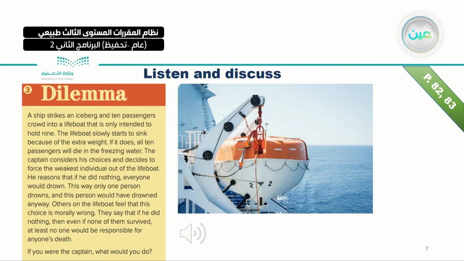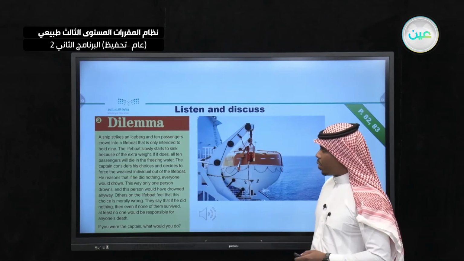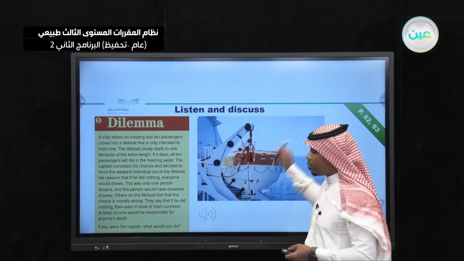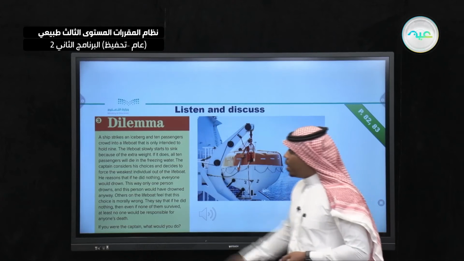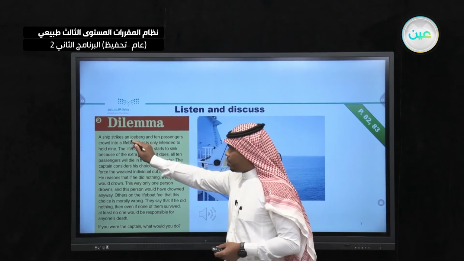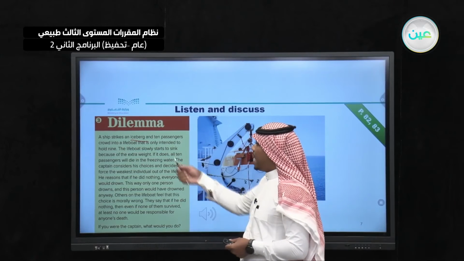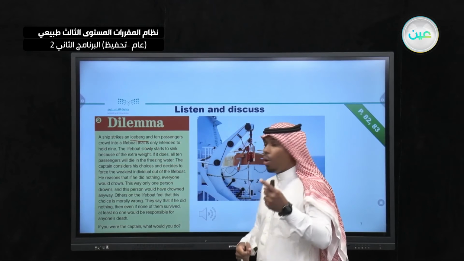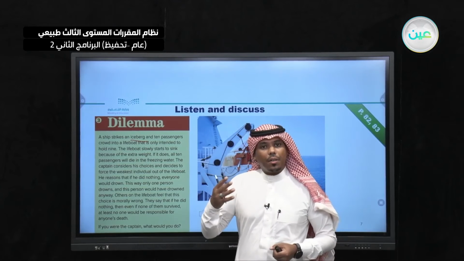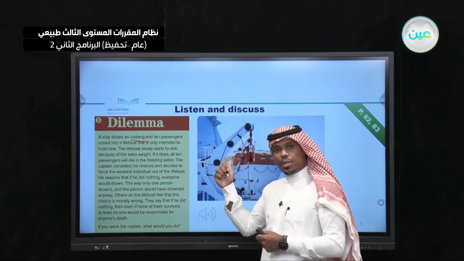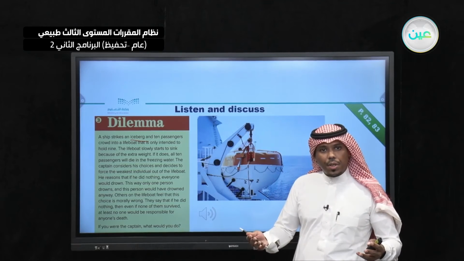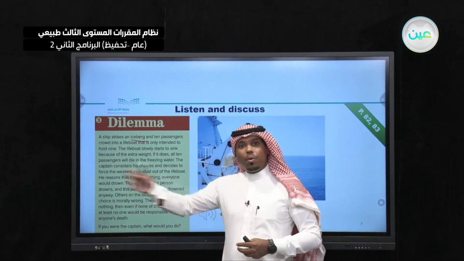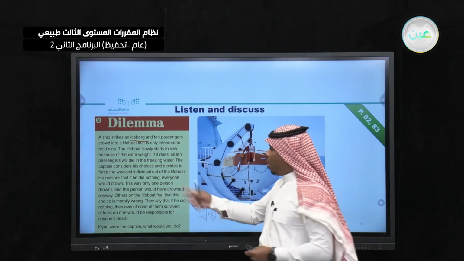As usual, difficult choices, or decisions I'm talking about. What happened here? Can anyone tell me? In this ship, and when talking about the lifeboat, do you remember? A ship strikes an iceberg. New word for you. And 10 passengers crowd into a lifeboat that is only intended to hold 9. So they are 10, and the lifeboat, of course, takes only 9 passengers. So we need to at least throw one, and 9 will go on the lifeboat.